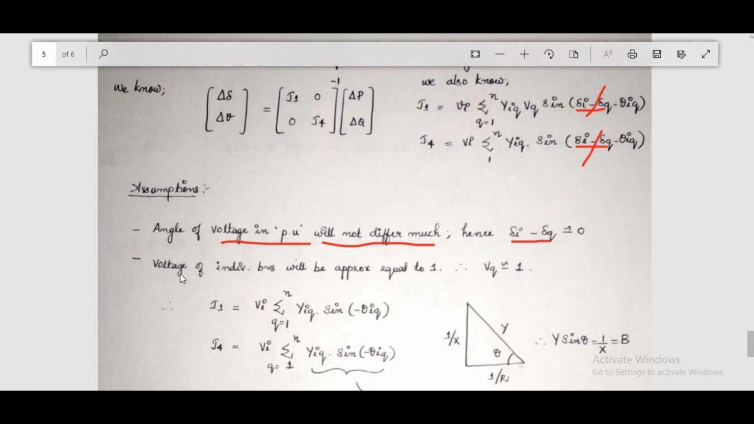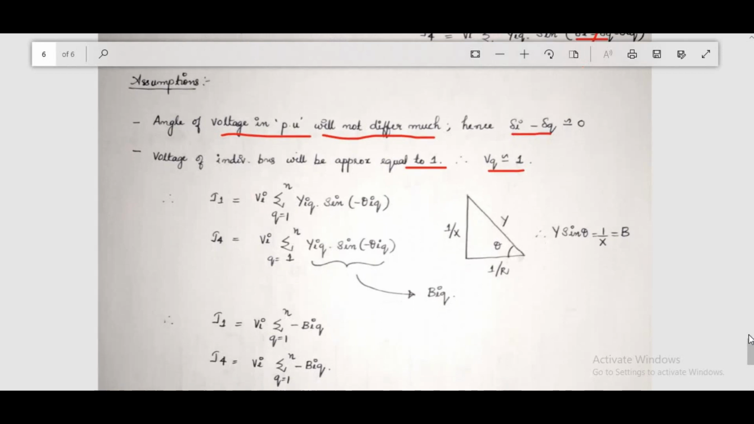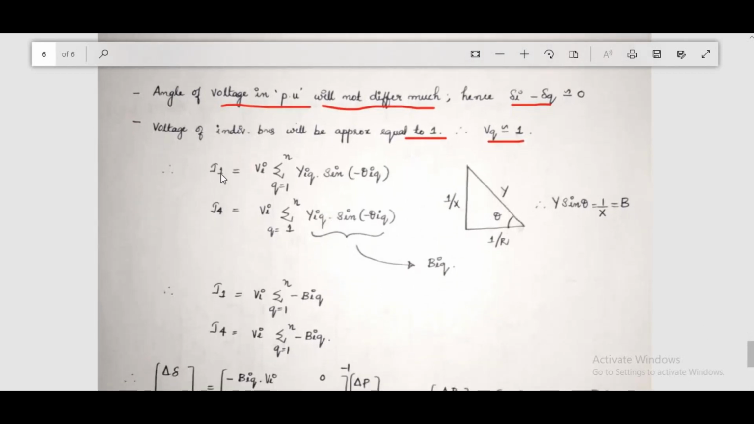Okay. Now the second assumption was voltage of individual buses will be approximately equal to 1. That means if you are considering individual buses, it can be approximated to be equal to 1. So here we have VQ equal to 1. So this term also vanishes. So these two equations look similar, right? J1 is equal to J4 like that. Now your equation becomes J1 is equal to VI YIQ sine minus theta IQ.